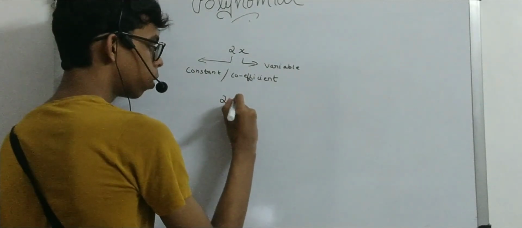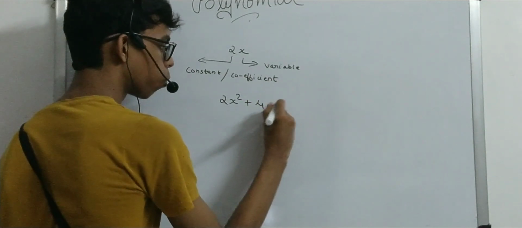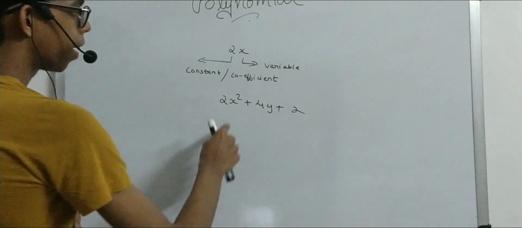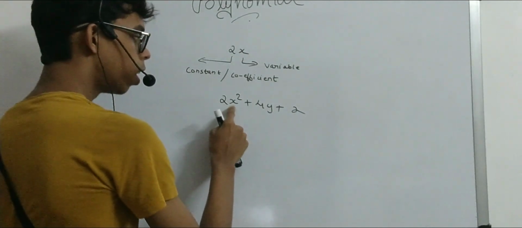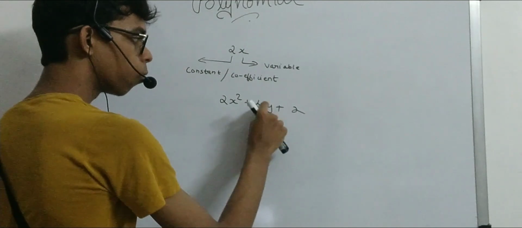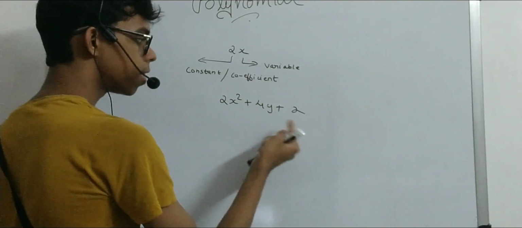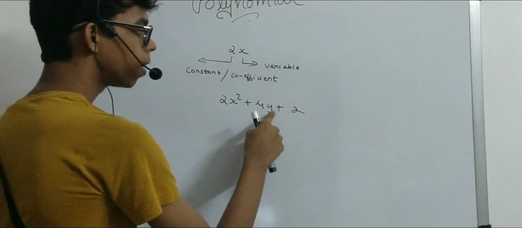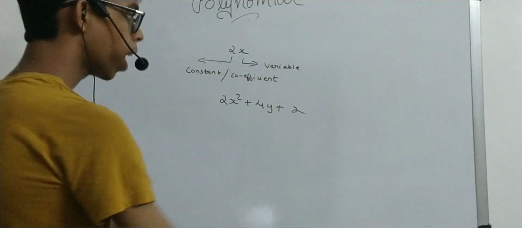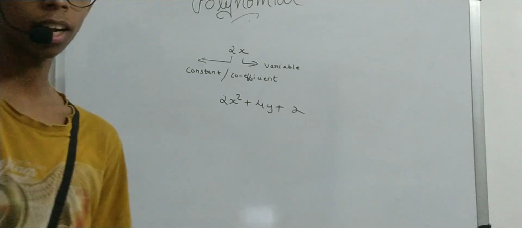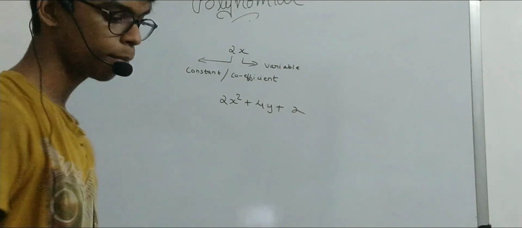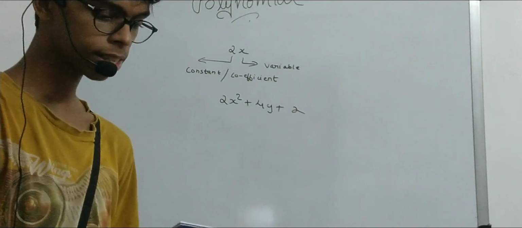Similarly, if I write 2x square plus 4y plus 2, you can see over here x is your variable. The coefficient of x square is what? 2. Similarly, here y is the second variable which I have written, and the coefficient of this y is 4. So all these things about algebra and its expressions we have been learning from lower classes itself.